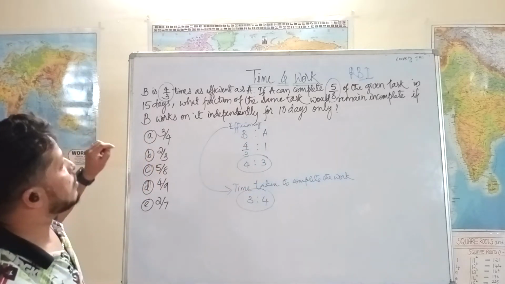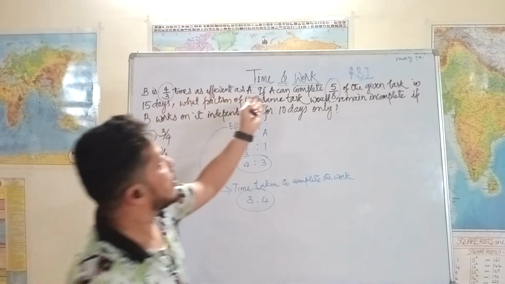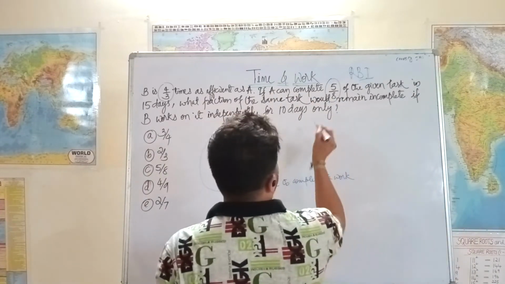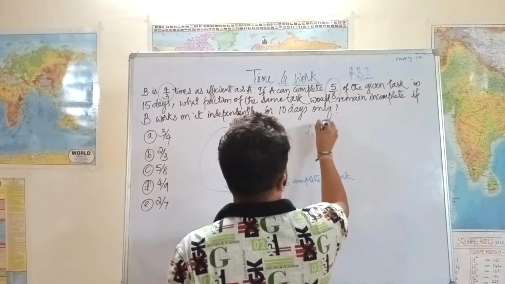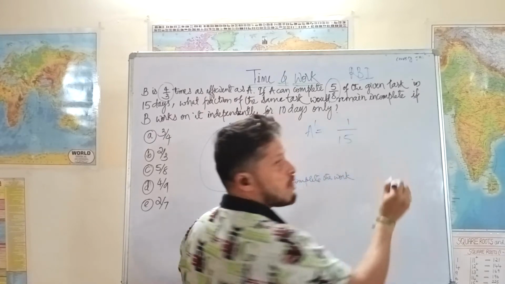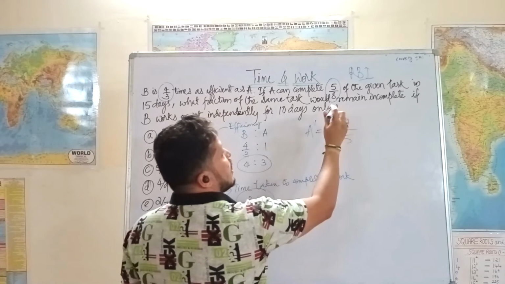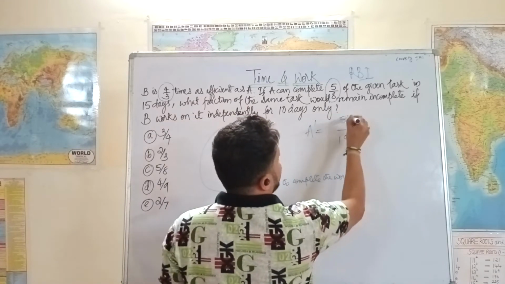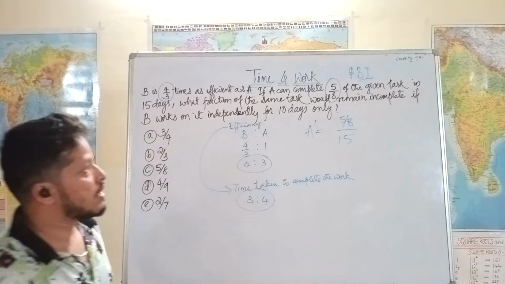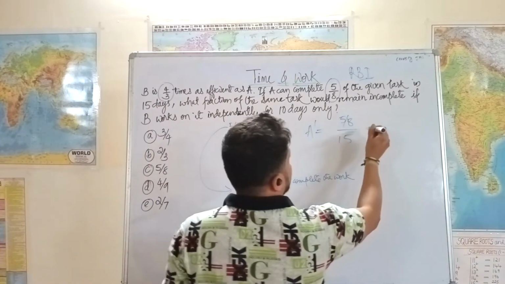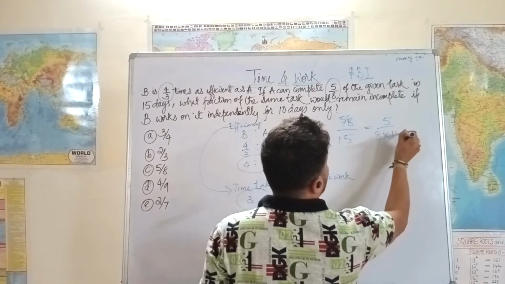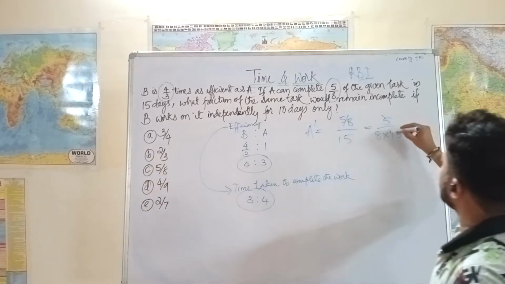Now let's find out A's efficiency. A's efficiency is what? He completes not the whole work. Suppose if A completes the whole work in 15 days, it will be 1/15. But he didn't complete the whole work. He just completed what? 5/8 of the work in 15 days. So his efficiency will become what? 5/8 into 15.